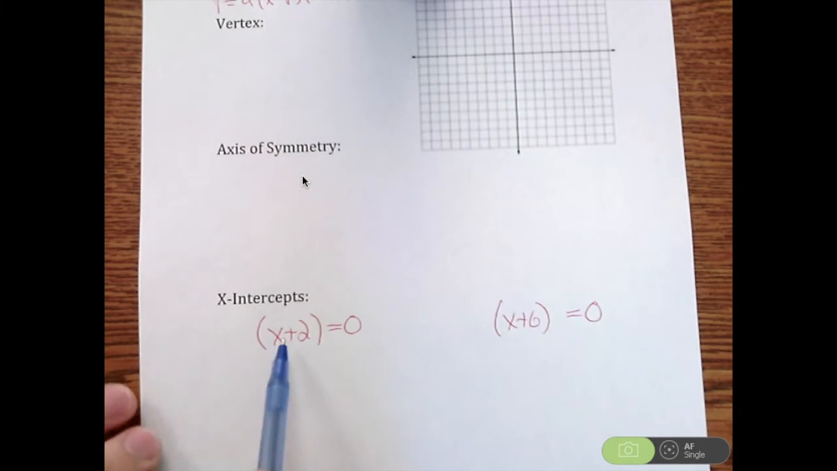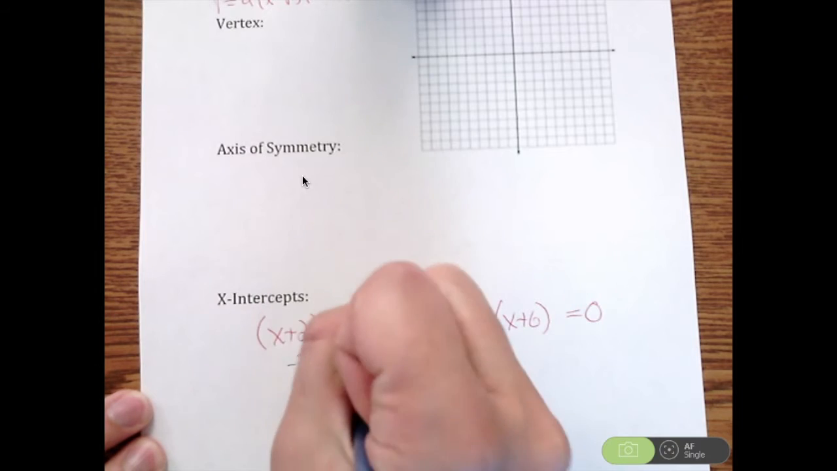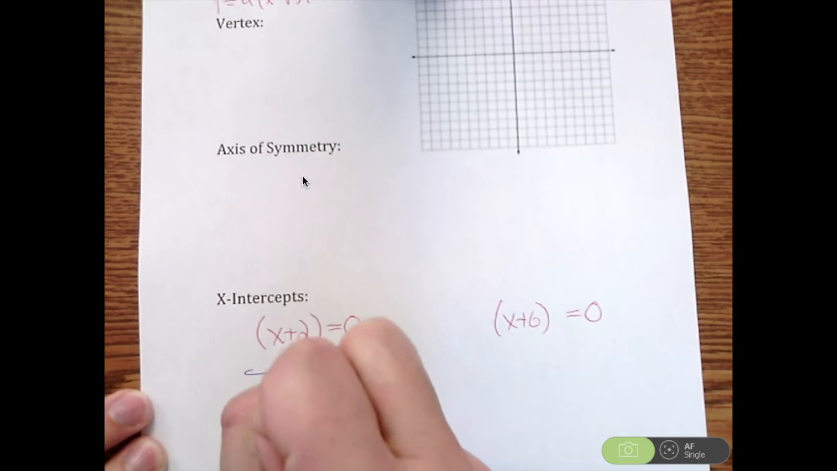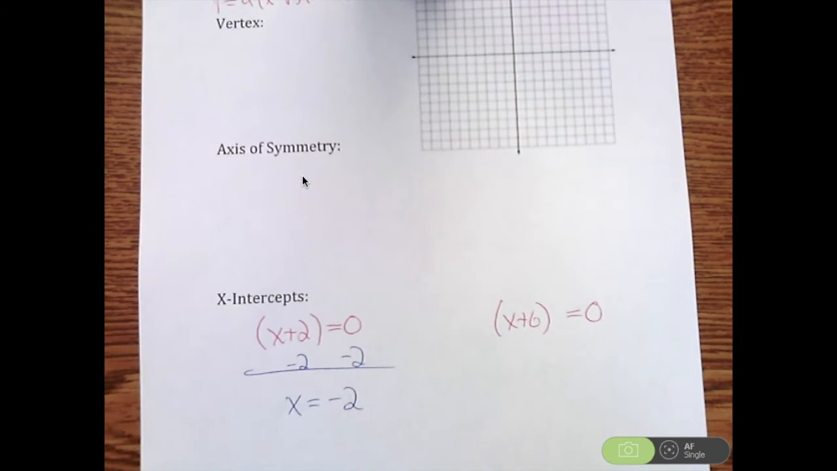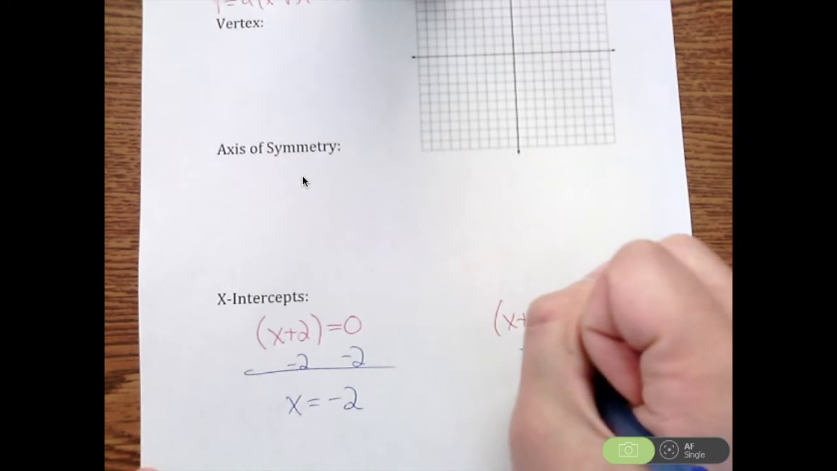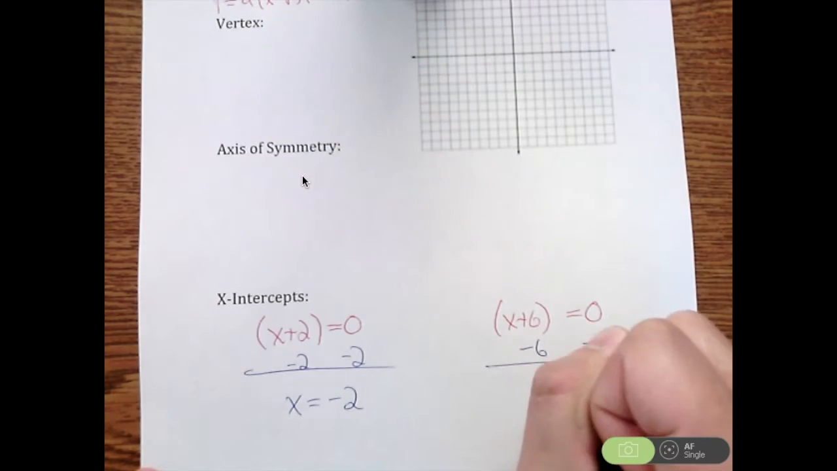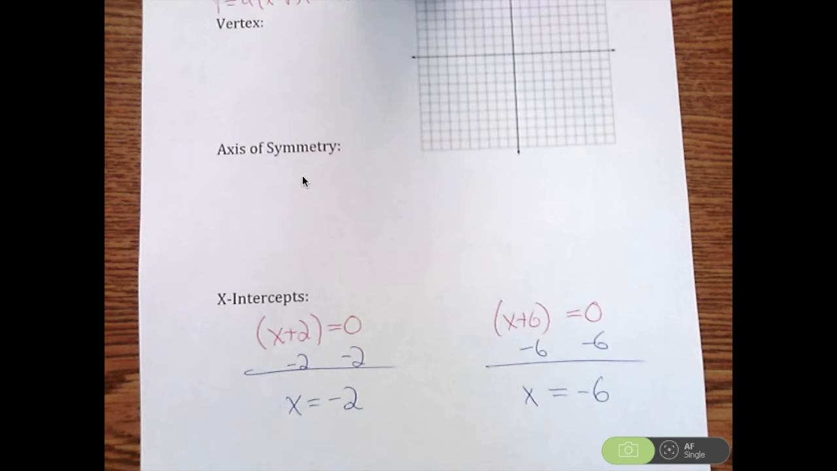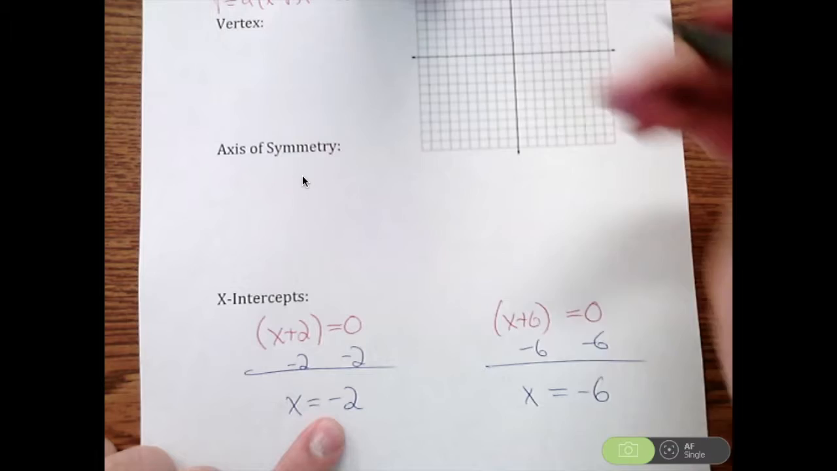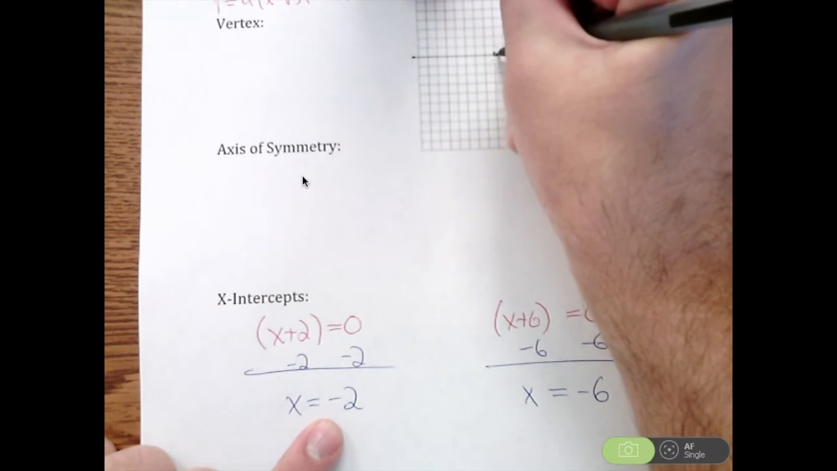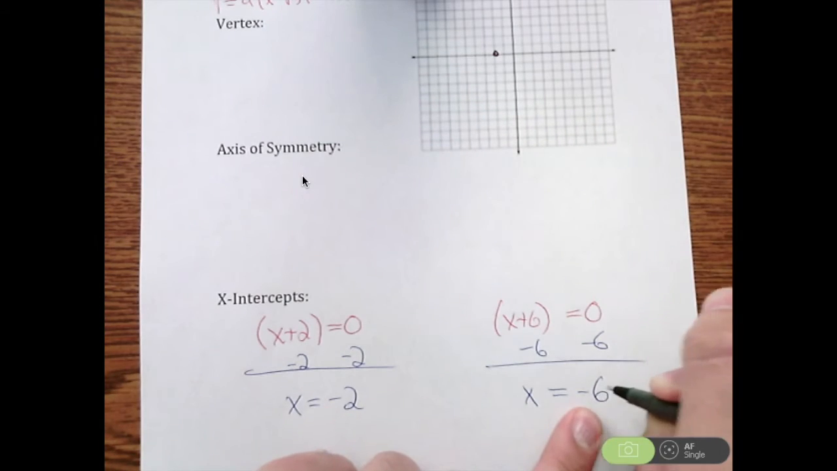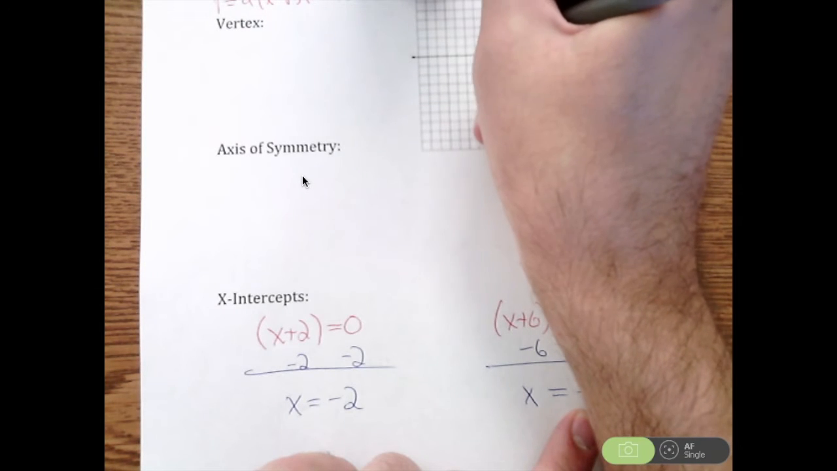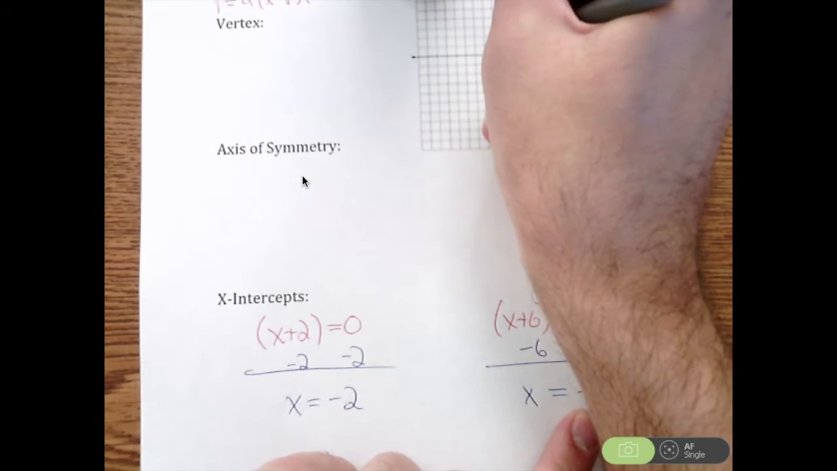So this left one, x plus 2 equals 0. You would have to subtract 2, and you get x equals negative 2. Over here, you subtract 6, and that will leave you with x equals negative 6. Now, these are your x-intercepts. So I would go to your graph and plot, all right, I need one at negative 2, so I'm going to put a point there. And I need one at negative 6 and put that point there.